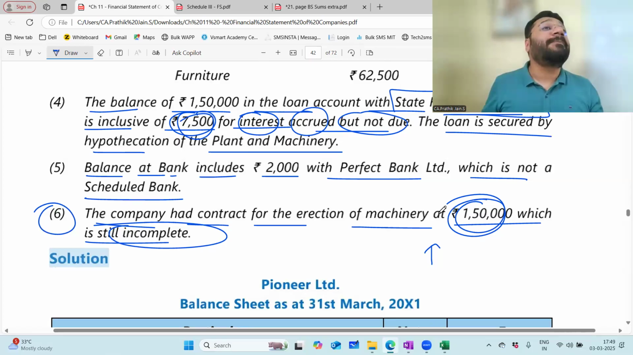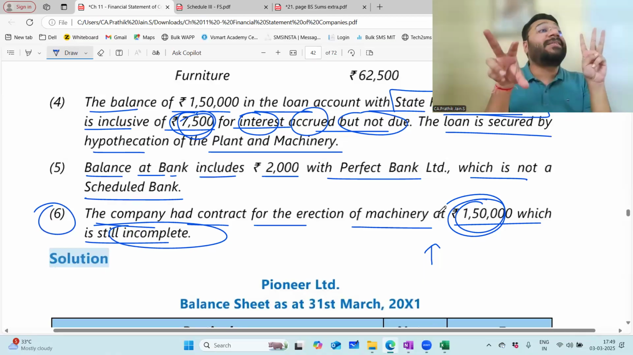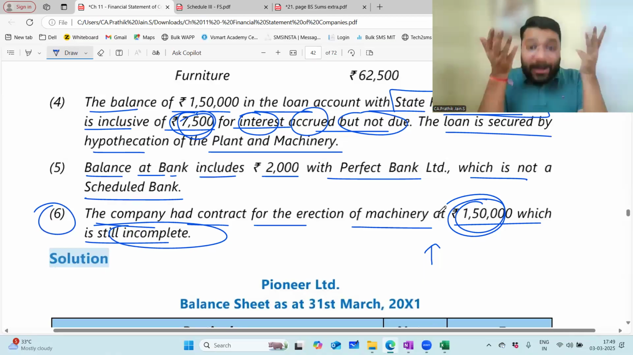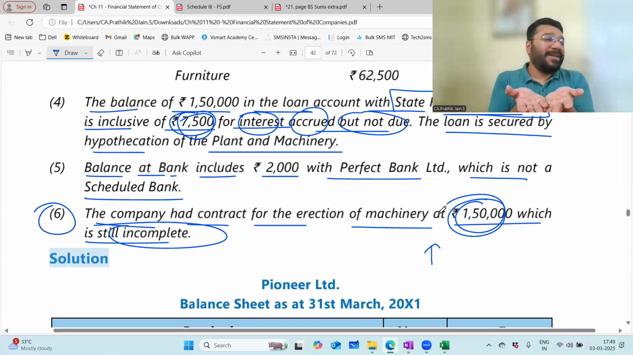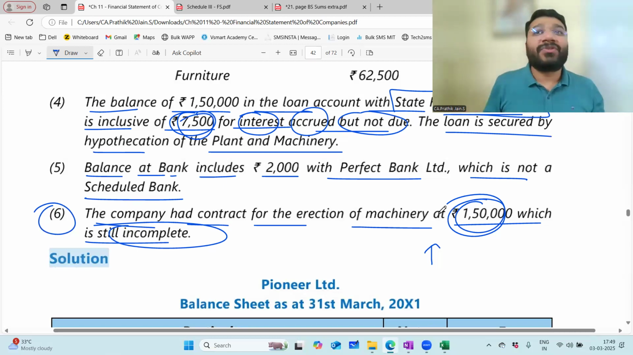Second, this is not a provision also, because of the obligation point. What are the conditions for provision? There are three conditions. One, there should be a possible obligation. Second, an outflow of money should possibly be there. And third, if the amount is not accurately known, you should use some reasonable estimate to calculate it. I know the exact amount, boss. So the third and second conditions are satisfied. The first condition is still not satisfied. Possible obligation is not there. So this is neither a provision nor a liability. So what is this?